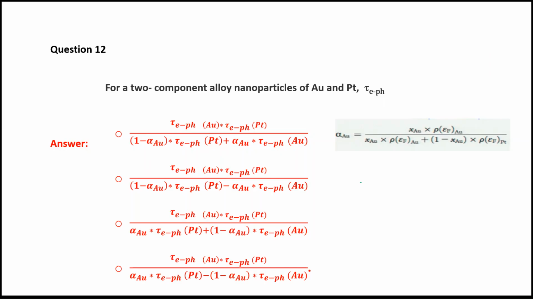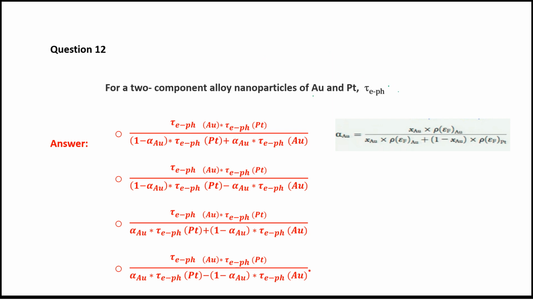Now we'll come to question number 12. So far, what they have discussed is a two component system, and now suddenly we have jumped to silver platinum, nanoparticles or alloy particles of gold and platinum, and in each of them they have given an equation. Okay, now what is the value of this tau? There is a relation to calculate this tau. How is this calculated?